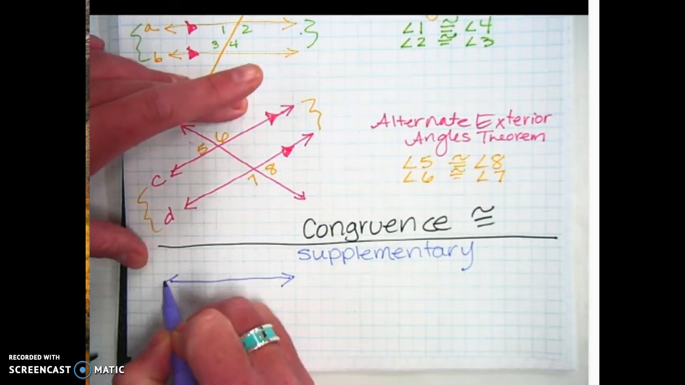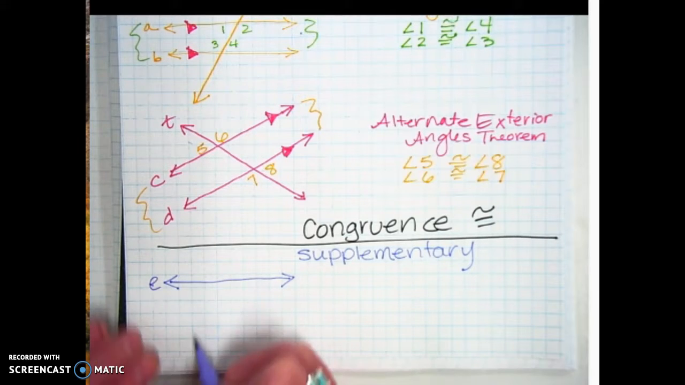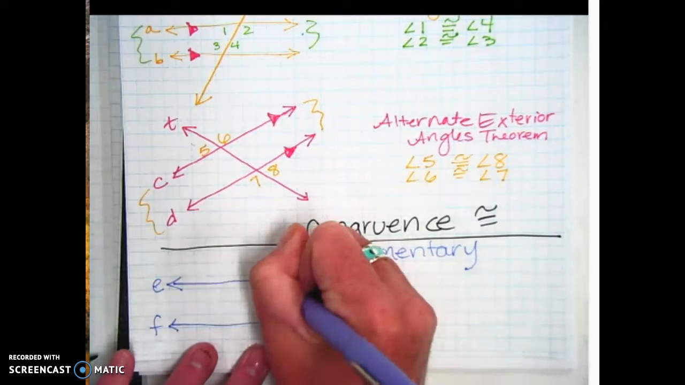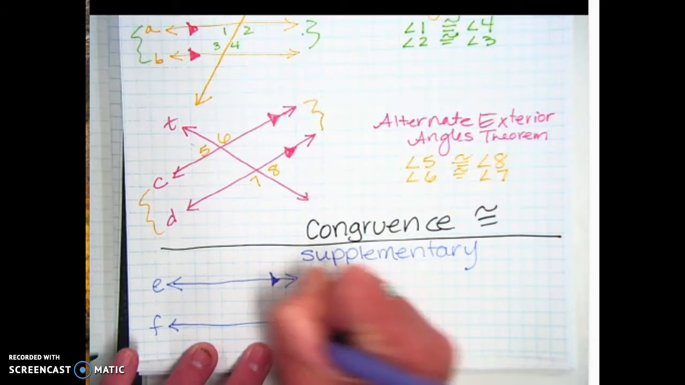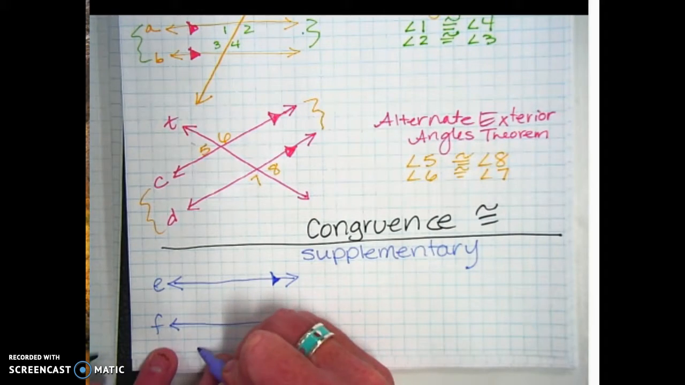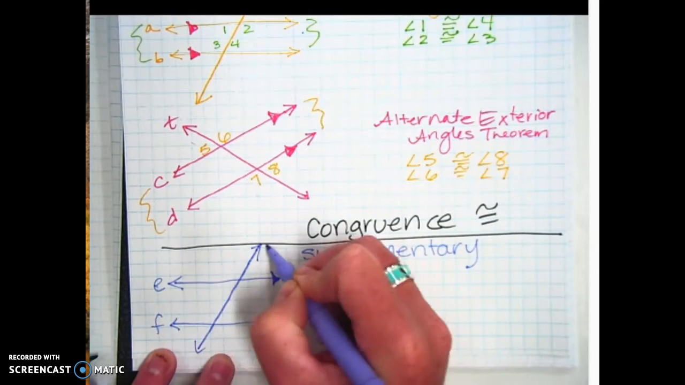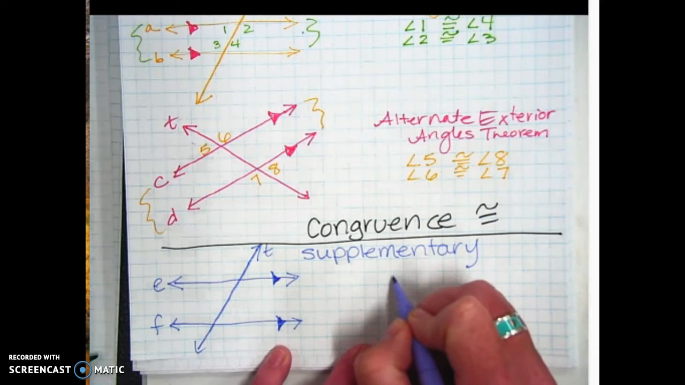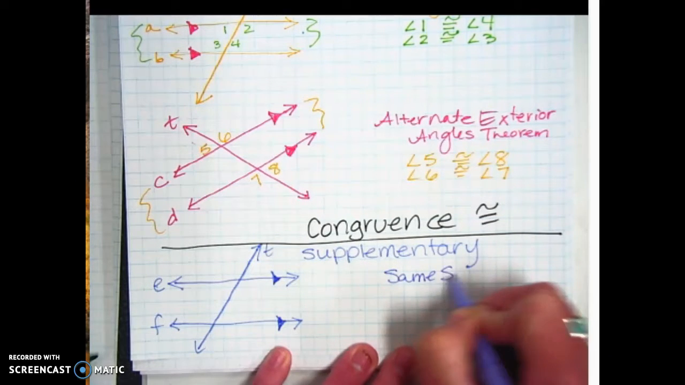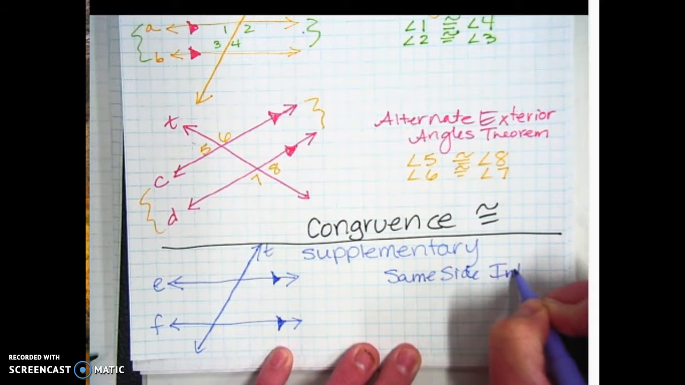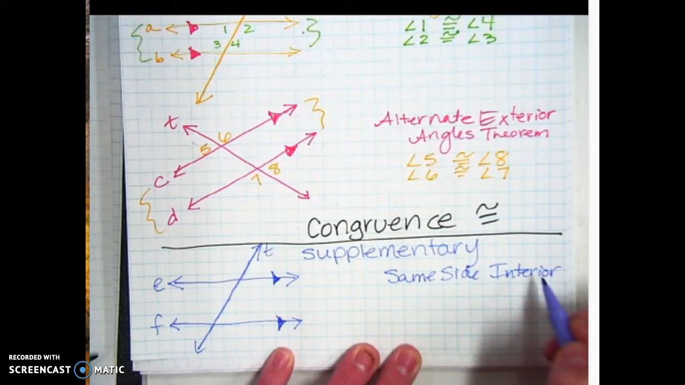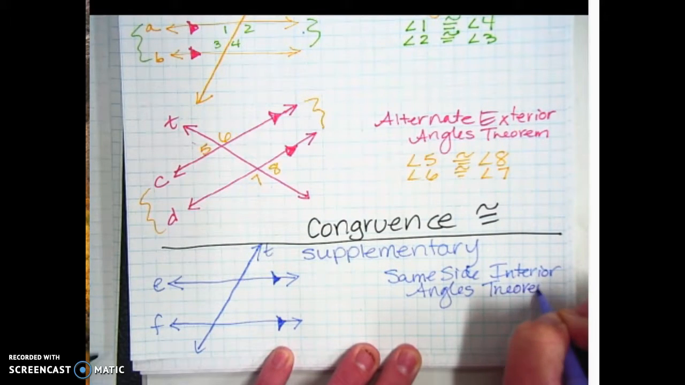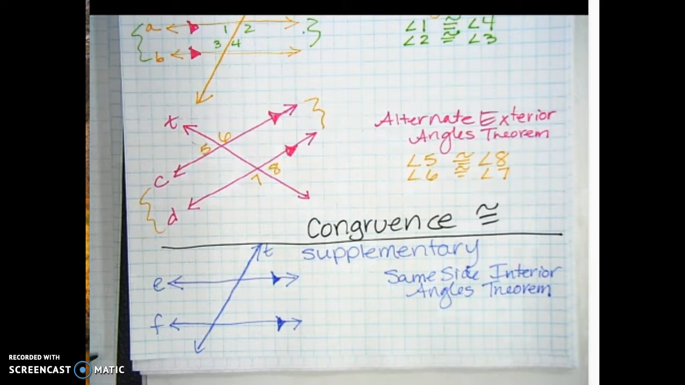So we're going to draw 2 more parallel lines. So this is line E. Here's line F. Don't forget your little caret, because I often forget them. Okay? These are going to be cut by the transversal T. And this last theorem is the same side interior angles theorem.